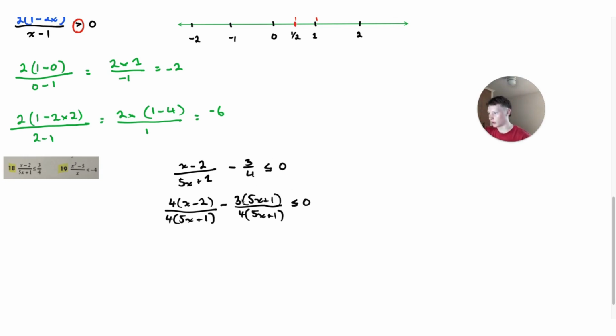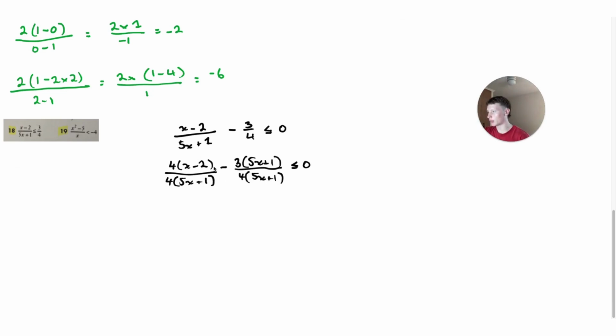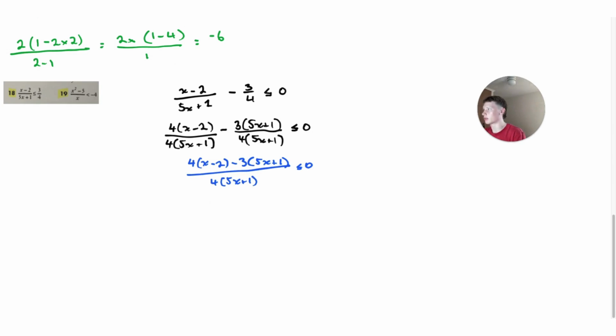Is that all good? Yep. So then we've got a common denominator and we can put it together. So that is going to be 4 outside of 5x plus 1, so x minus 2 minus 3 all over 4 outside of 5x plus 1, and that's less than or equal to 0. Okay, so now we can do some expansion along the top.